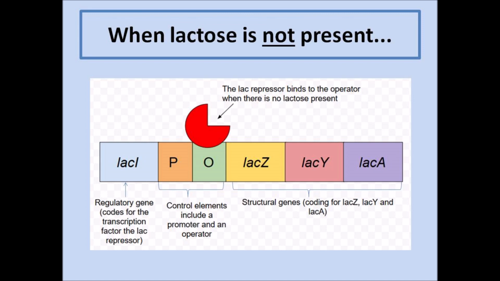When lactose is not present, the Lac repressor, which remember has been formed from the regulatory gene, the Lac I, binds to the operator. Now, if the Lac repressor is bound to the operator, it means that RNA polymerase cannot bind to the promoter, and therefore no mRNA is transcribed, and therefore no proteins that are coded for by those 3 structural genes are produced. And that's when lactose is not present.